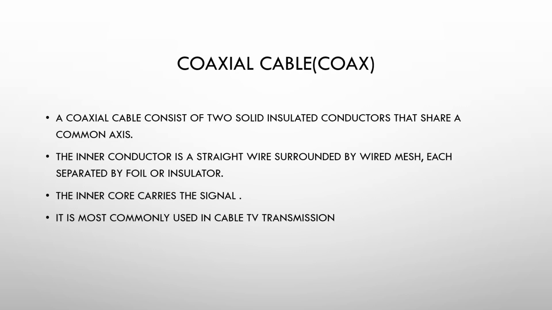Coaxial cable. A coaxial cable consists of two solid insulated conductors that share a common axis. The inner conductor is a straight wire surrounded by wired mesh, each separated via foil of insulator. The inner core carries the signal. It is the most commonly used in cable TV transmission.